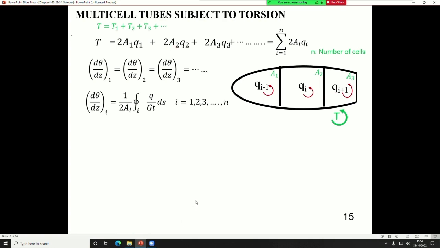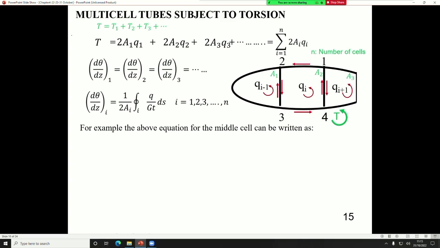But how do we write it for one cell? Say starting with the middle cell. The middle cell has a shear flow of qi. It could be any of them, it doesn't make any difference. Now, I'm going to write this equation for the middle cell. So d theta over dz is equal to, similar to what we did for the wing section earlier for the single cell, 1 over 2Ai, where Ai is the area of the cell.